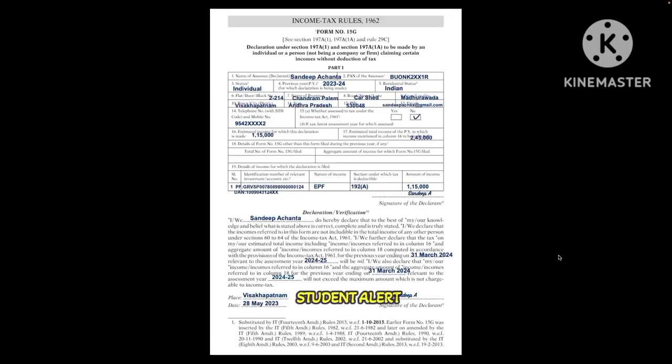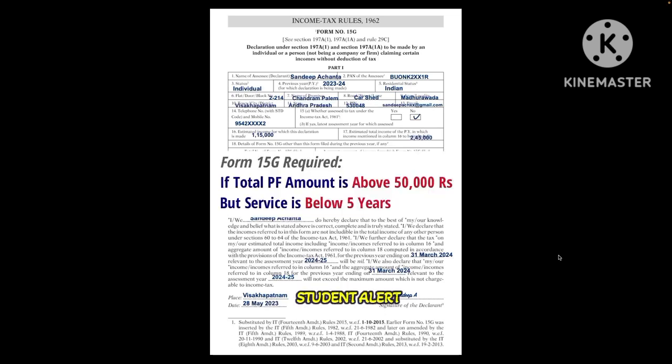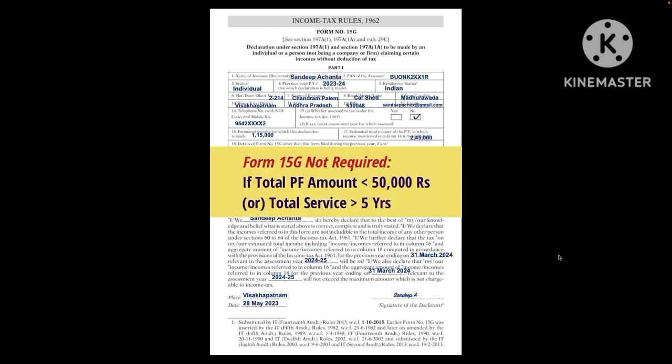In this video, we will learn about how to fill Form 15G for EPF withdrawal. If your total EPF amount is above 50,000 rupees, but your total service in all your companies is less than 5 years, in that case only you have to submit Form 15G. If your service is above 5 years, including all your companies, or if your total EPF amount is less than 50,000 rupees, in that case also you don't need to submit Form 15G.